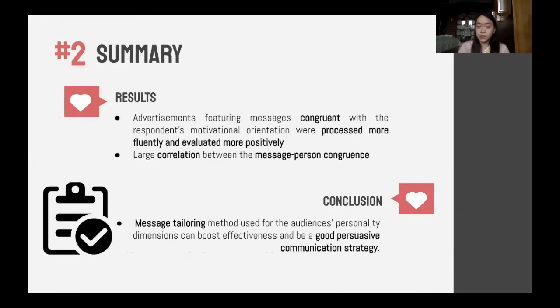So now what is the result of the study? Apparently, ads that feature messages that are congruent with the respondents' motivational orientation were processed more fluently and evaluated more positively as well. Moreover, there is a large correlation with the message-person congruence. So what does this mean? It means that the message tailoring method used for audiences' personality dimensions can indeed boost effectiveness and be a good persuasive communication strategy. And now Prisha will introduce you to what we will do with this result.